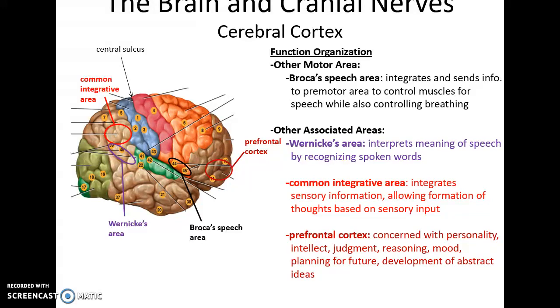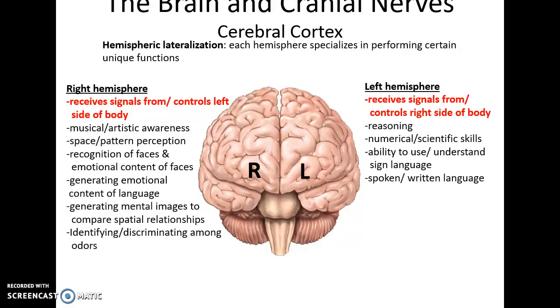And then the prefrontal cortex. Some people might argue the most important part of the brain. It is where your personality is localized, where there are a lot of functions involving intellect, judgment, reasoning, planning for the future, abstract ideas are all pretty much localized.